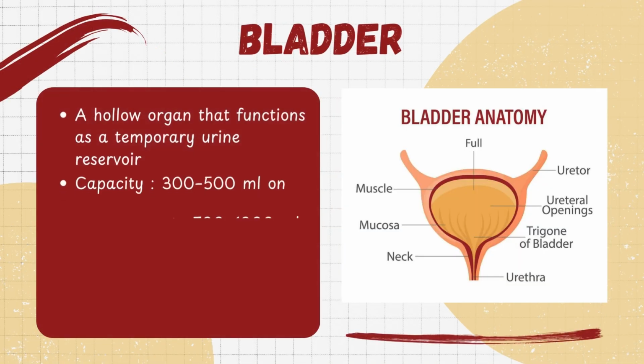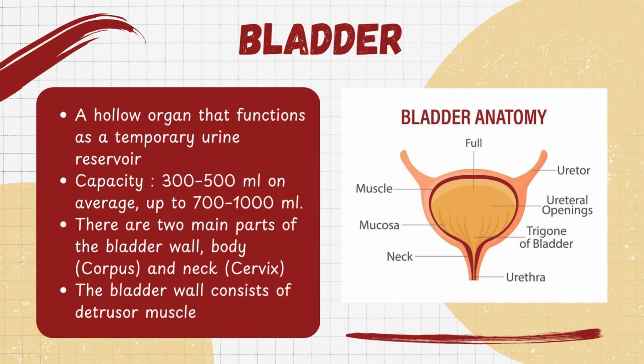The third organ of the urinary system is the bladder. The bladder is a hollow organ that functions as a temporary urine reservoir. Capacity is 300 to 500 ml on average and up to 700 to 1000 milliliters. There are two main parts of the bladder: the body or corpus, and the neck or cervix. The bladder wall consists of the detrusor muscle.